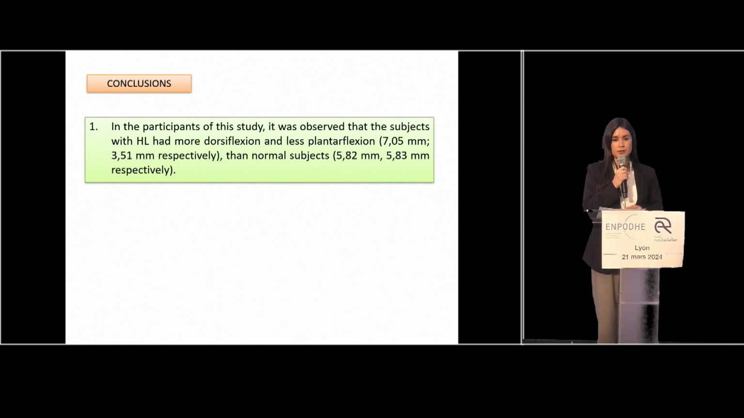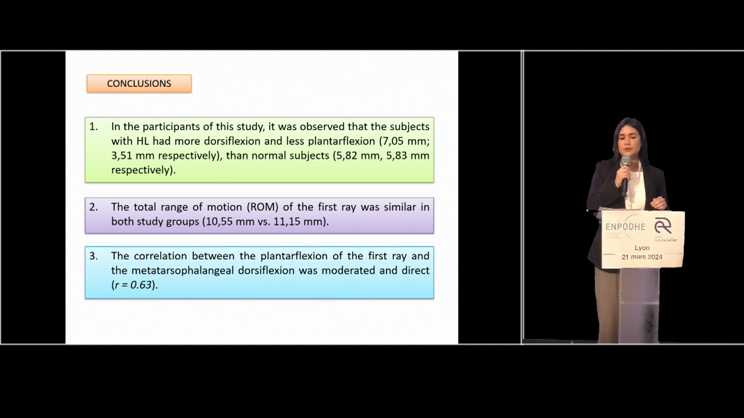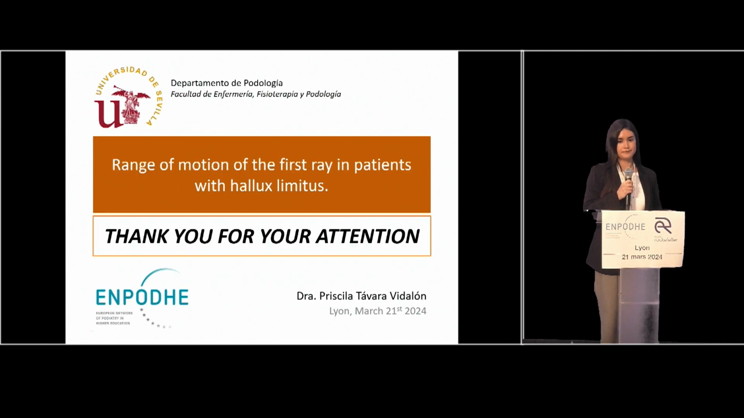And the conclusions were: 1, in the participants of this study, it was observed that subjects with hallux limitus had more dorsiflexion and less plantar flexion than normal subjects. 2, the total range of motion of the first ray was very similar in both study groups. And 3, the correlation between the plantar flexion of the first ray and the metatarsophalangeal dorsiflexion was moderate and direct. Thank you for your attention.